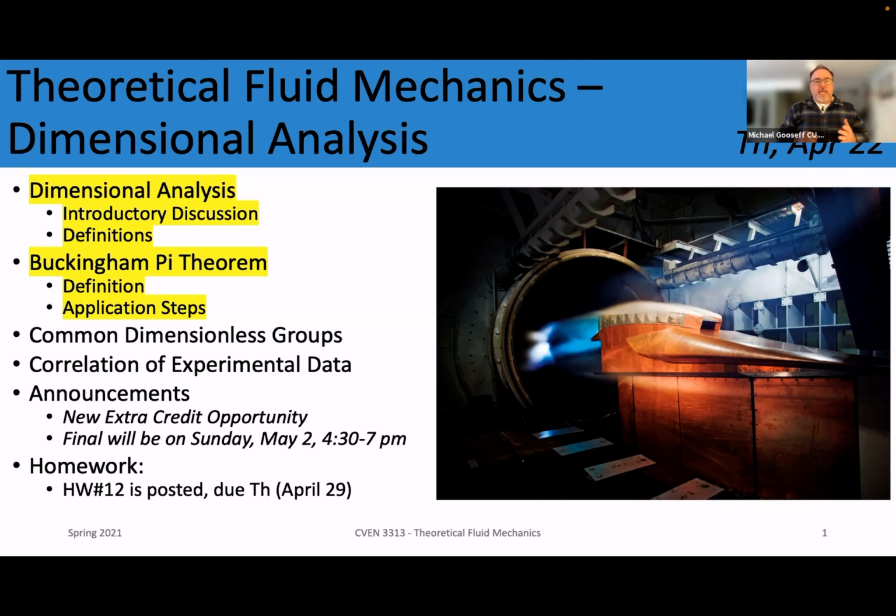We will eventually get to talking about common dimensionless groups. So these are specific dimensionless numbers, or comparisons, that are commonly used in fluid mechanics. We won't get to too many of those in this class, but if you were to take an advanced class, you'd spend more time thinking about those. We'll do one little example of correlation to experimental data, and I'll explain why that's important through today's lecture.